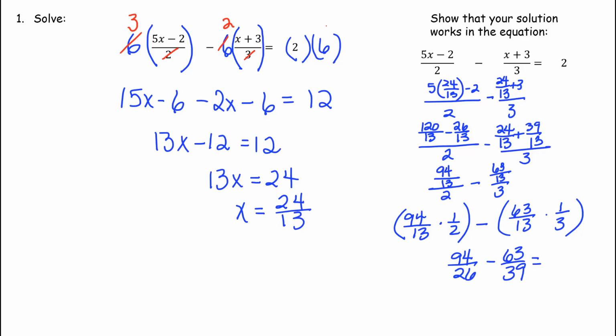I'll reduce by a factor of 2 in the first fraction, and that'll give me 47 over 13. And the second fraction, I can reduce it by a factor of 3, so I'll get 21 over 13, and if I add that up, I'm going to get 26 over 13, which is 2, and that's what it was supposed to be. So 24/13 does work in this equation. And by the way, this was number 12 on your test.